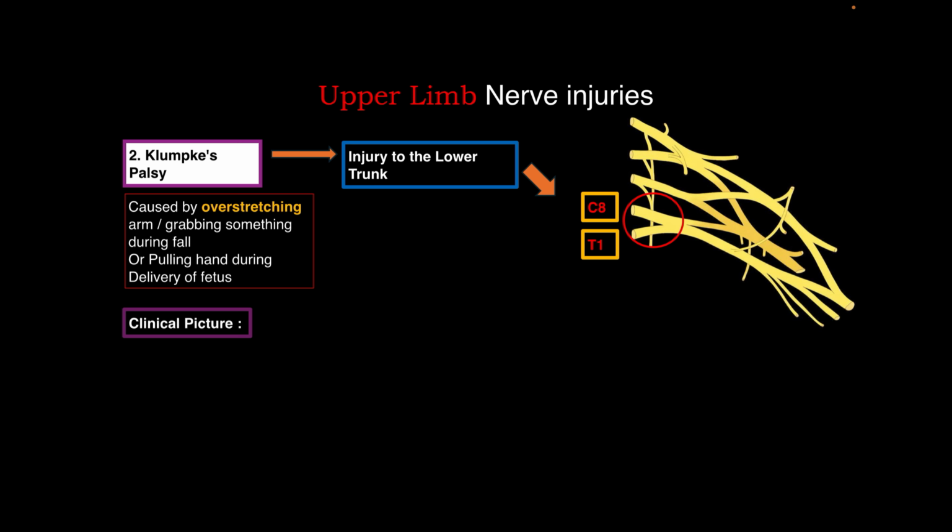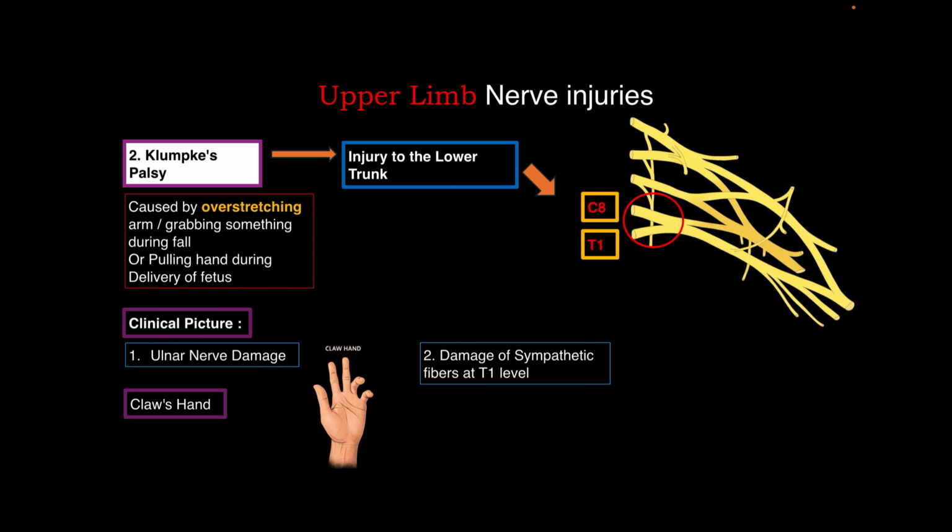And what is the clinical picture of Klumpke's palsy? It depends on the site of injury. If the ulnar nerve is damaged, then it is characterized by claw hand, which is due to paralysis of the intrinsic muscles of the hand, and it looks like this. We can see in the picture that the ring finger and the pinky finger are flexed and give a characteristic claw hand feature.